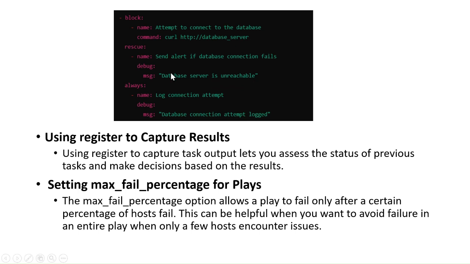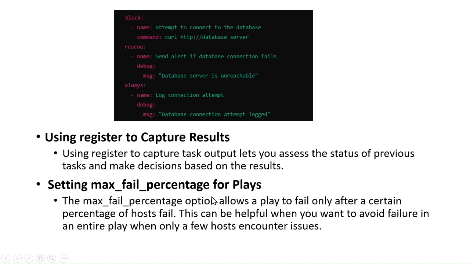404. Okay. So whether this condition succeeds or not, this should always be prompted. What they are telling is the finally block: always, named log connection attempts, debug, database connection attempt logged. And we saw why we use register to capture the result and how, right? That is all. And we can also have another error handling feature, that is setting max fail percentage.